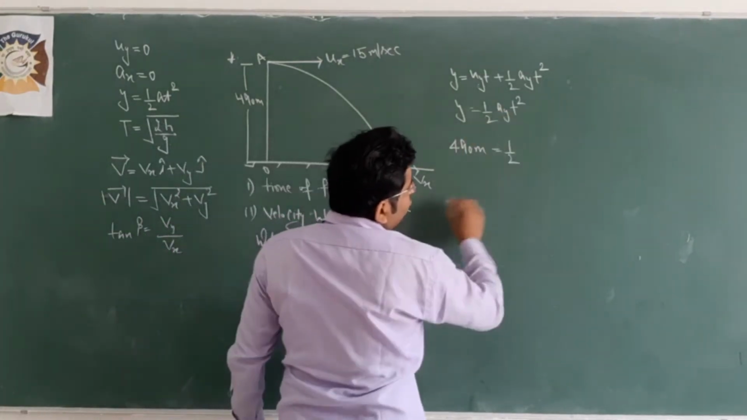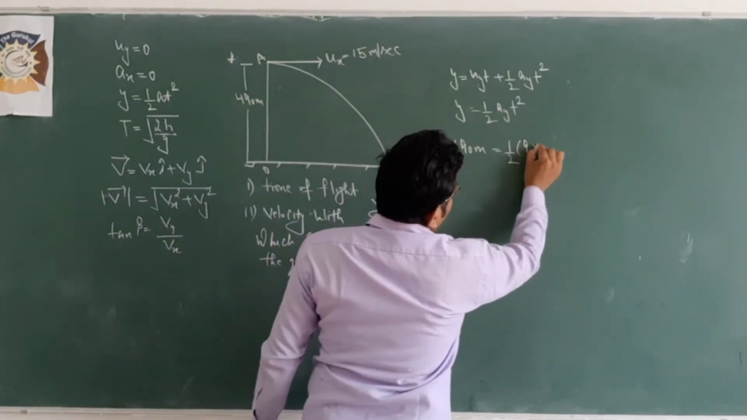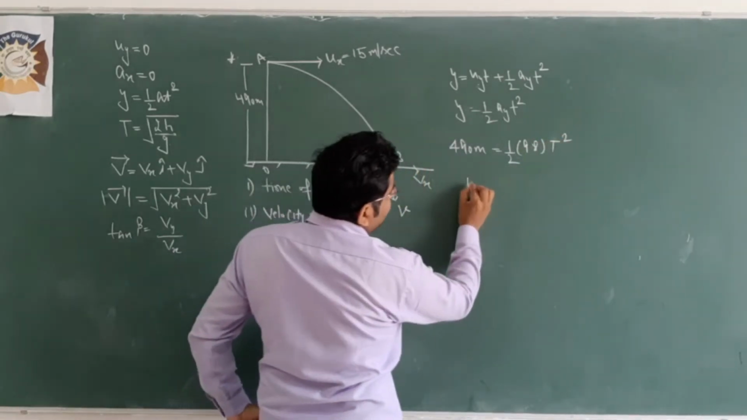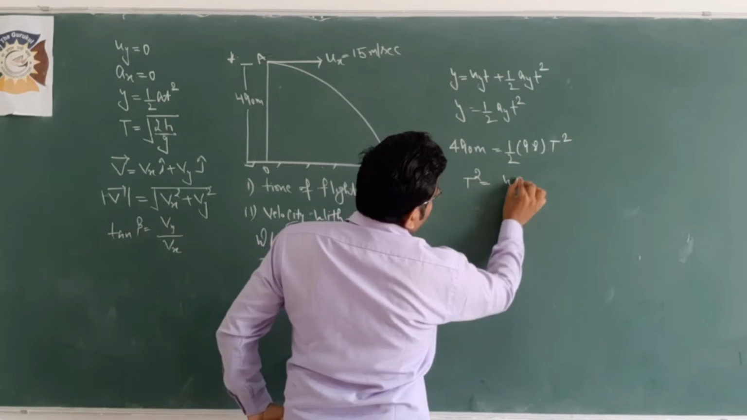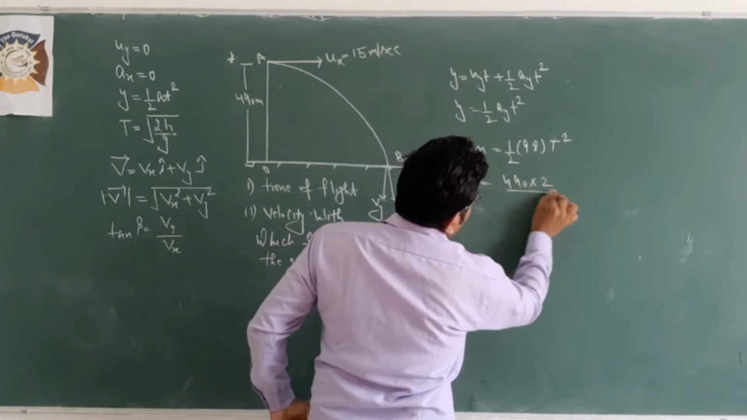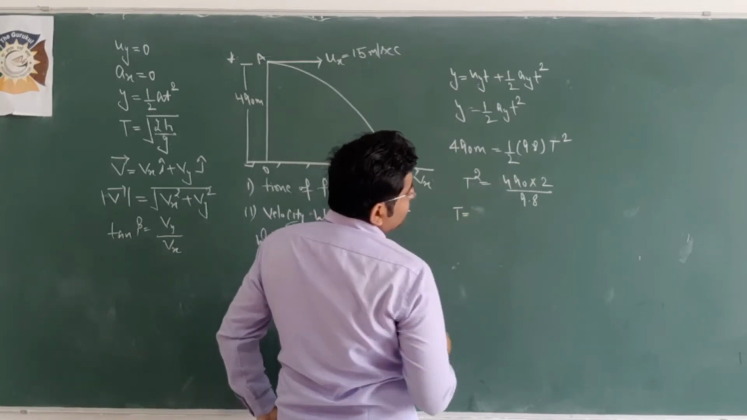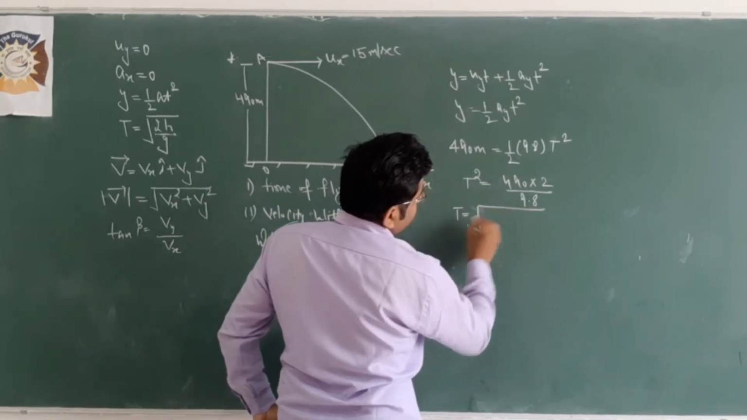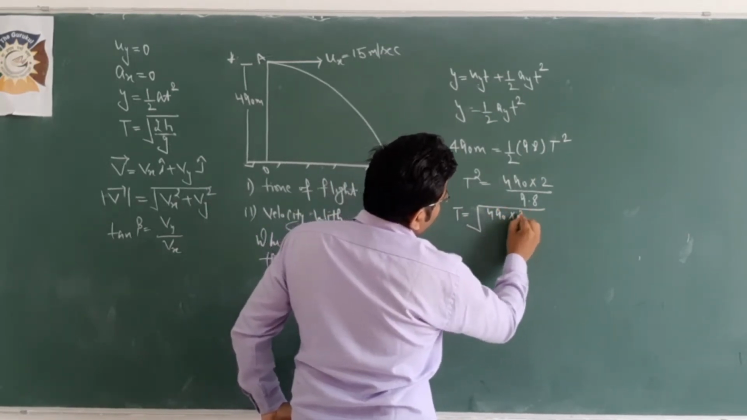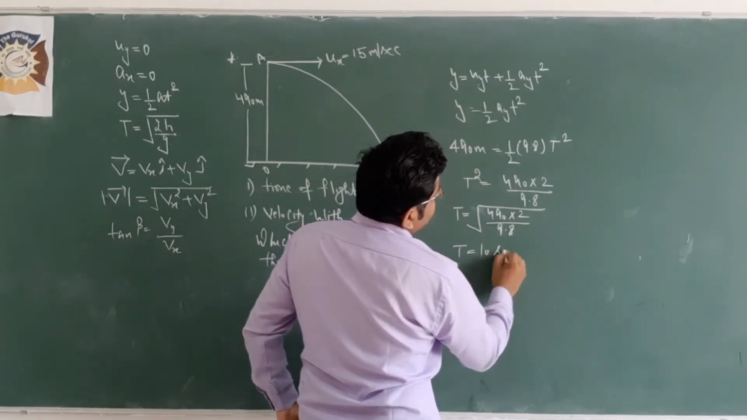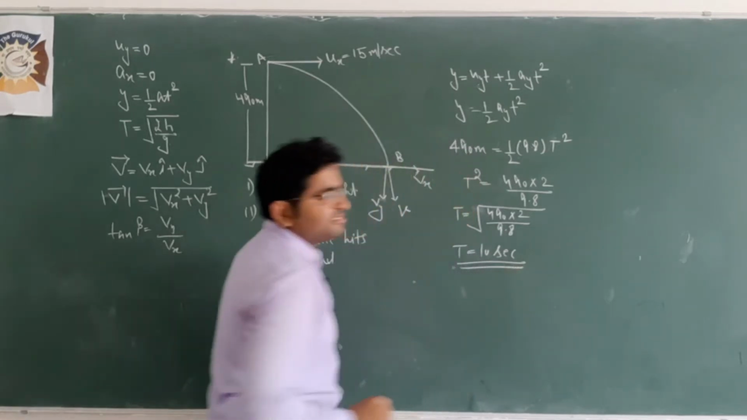So in place of small t, I am writing capital T. Clear? So beta, from here T square equal to 490 into 2 divided by 9.8. So from here the value of T will come under root 490 into 2 divided by 9.8. So T will come 10 second.